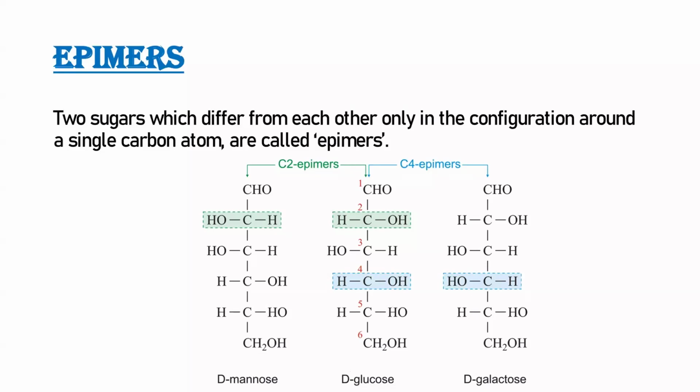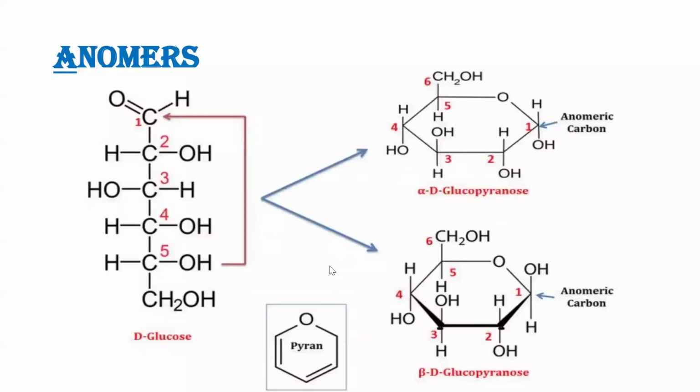So ladies and gentlemen, this is the concept of epimers. They are compounds that have the same molecular formula, the same number of carbon atoms, the same number of hydrogen atoms, everything the same, but differ only in the orientation around one particular carbon atom. That is what makes them differ from one another. That is epimers.